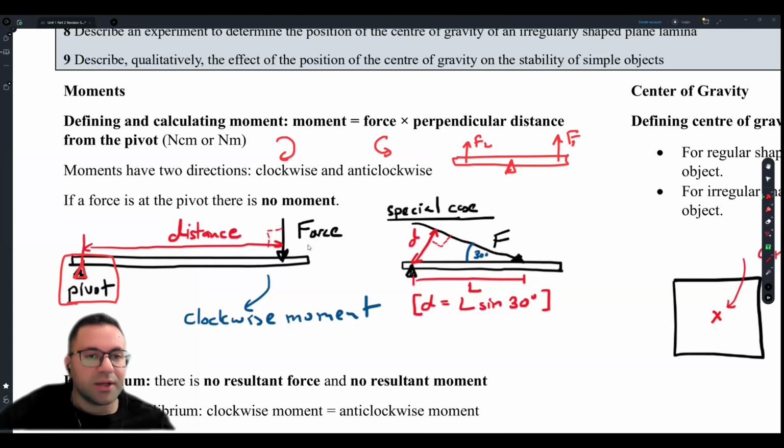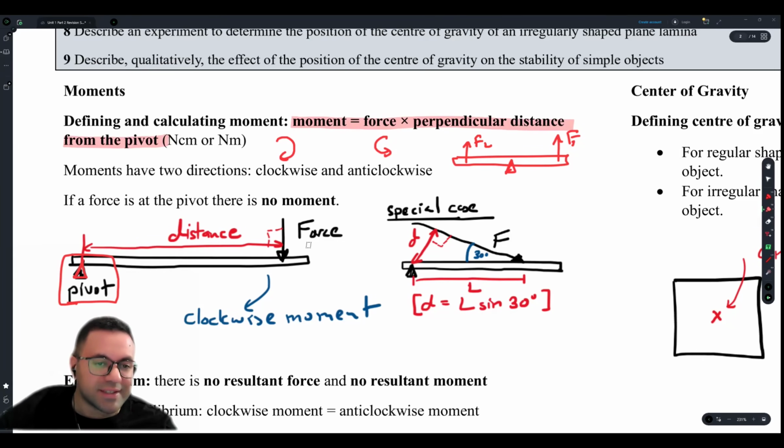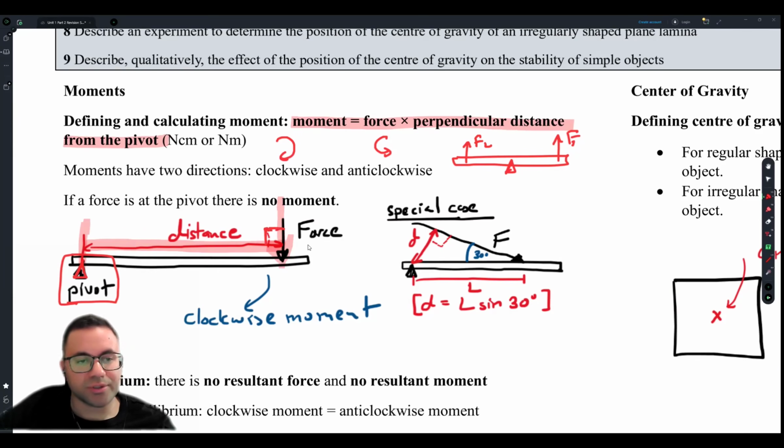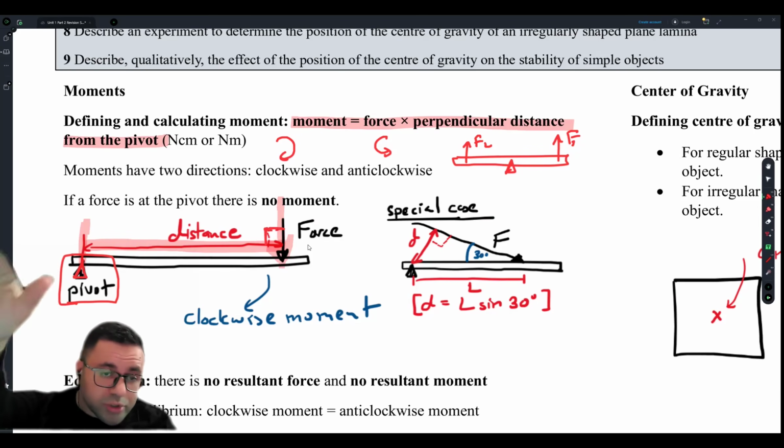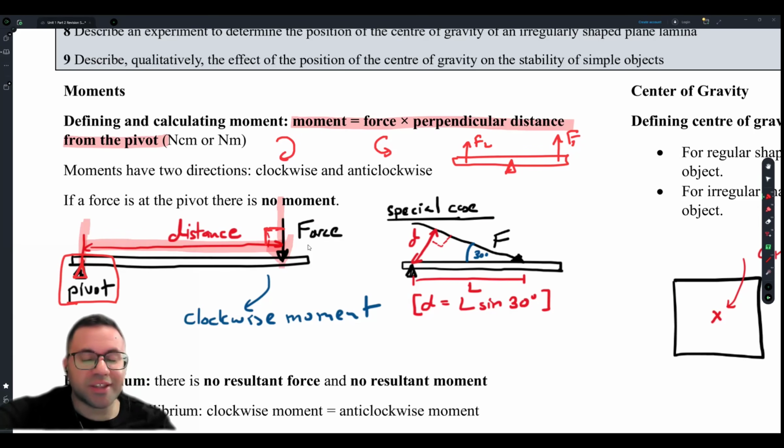Okay. How do we calculate moment? It's force times perpendicular distance to the pivot, or from the pivot. What do I mean? I mean that the distance between the force and the pivot has to be at 90 degrees to the force. Like it has to be at 90 degrees to the force. In most questions, that will be the case. It will not be an issue when we solve.